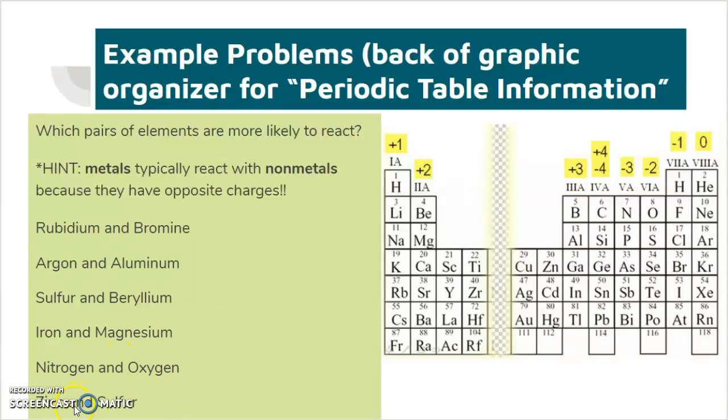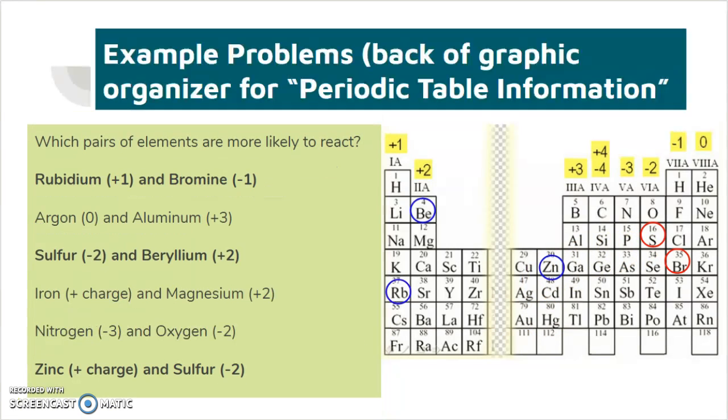And then we get to zinc and sulfur. Zinc is a metal, sulfur is a non-metal. So zinc is more likely to form a positive ion, sulfur is more likely to form a negative ion, so the reaction between them is possible. Okay, so I've highlighted these ones. Rubidium +1, bromine -1, they're going to bond, and they have opposite equal charges, so it's really likely to be able to happen. Sulfur and beryllium, they have opposite charges, they're very likely to bond. And zinc and sulfur, they have opposite charges, they're very likely to bond.